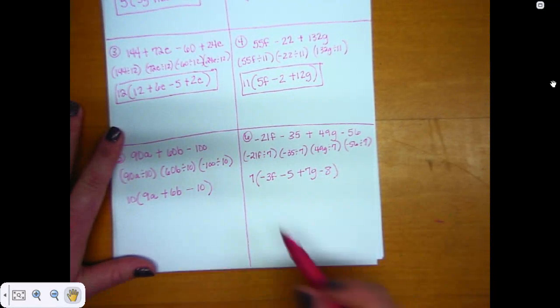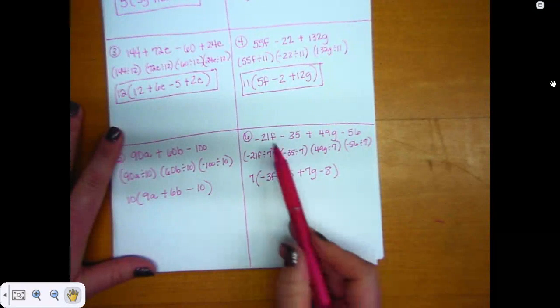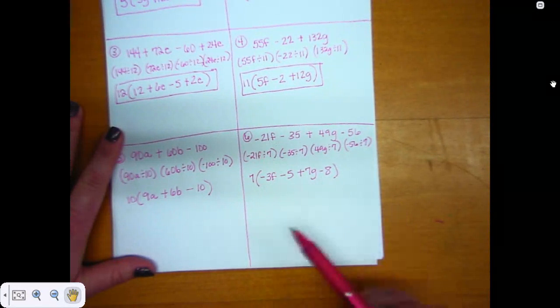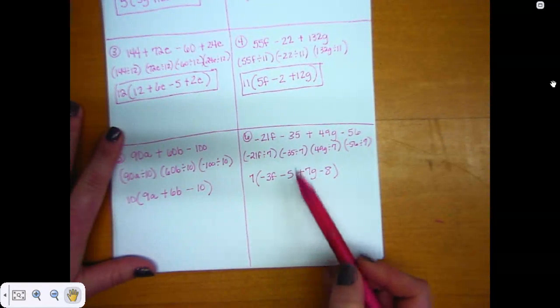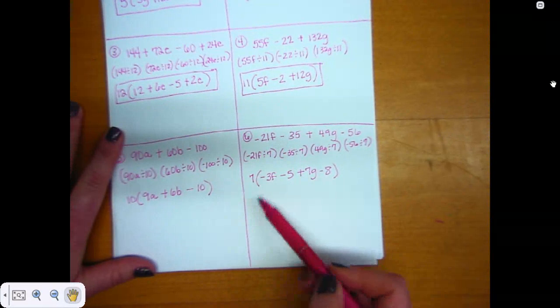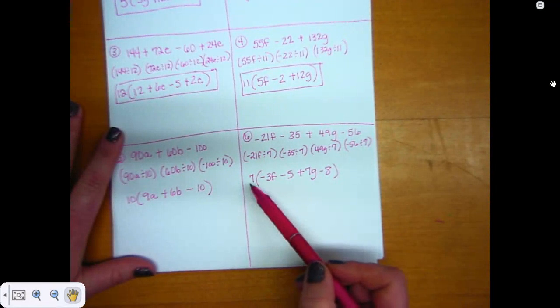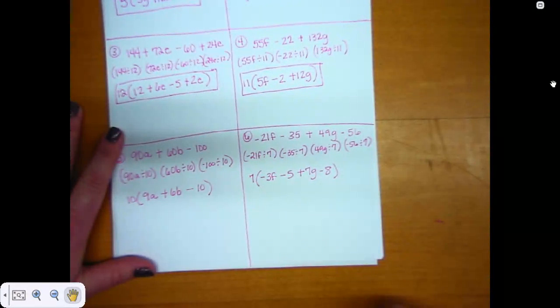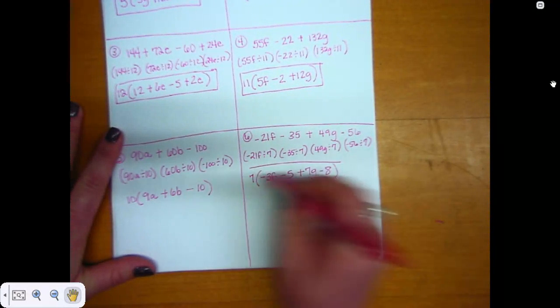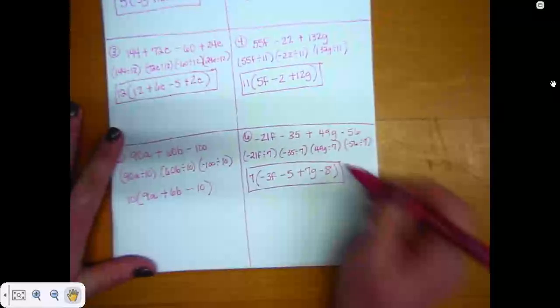Let's go back and check that. Is 7 times negative 3f negative 21f? Yes. Is 7 times negative 5 negative 35? Yes. Is 7 times 7g positive 49g? Yes. And is 7 times negative 8 negative 56? Yes. So that is my final answer.